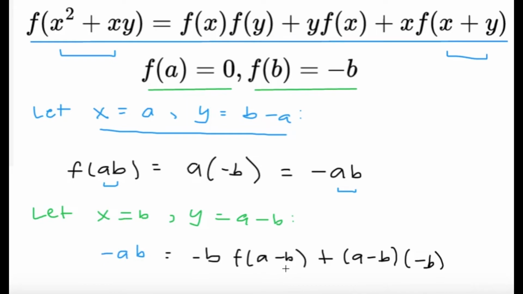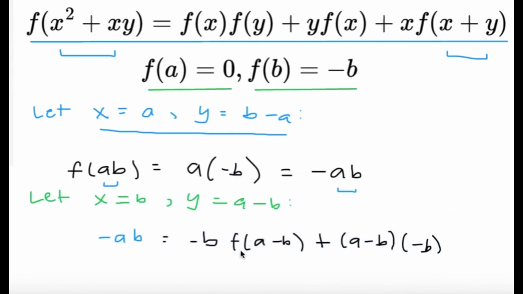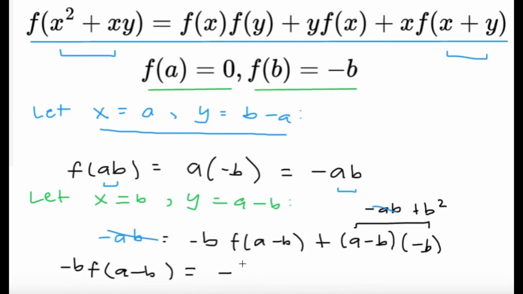And then we can do some simplification. We can solve for f of a minus b here. If I solve for f of a minus b, what I will be getting is very interesting. If you simplify these, you're going to get negative b times f of a minus b. Well, this part is negative ab plus b squared. So the negative ab's will cancel here, giving me negative b squared on the other side. Now, since b is not equal to 0 from our definition, we'll have here that f of a minus b is equal to b.